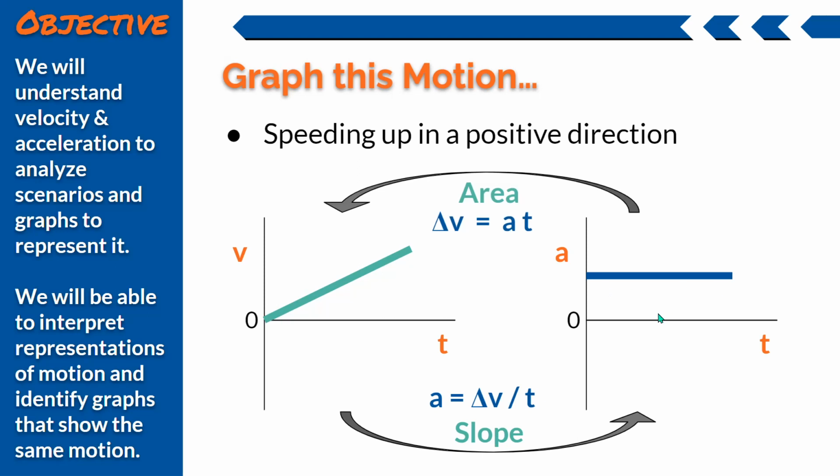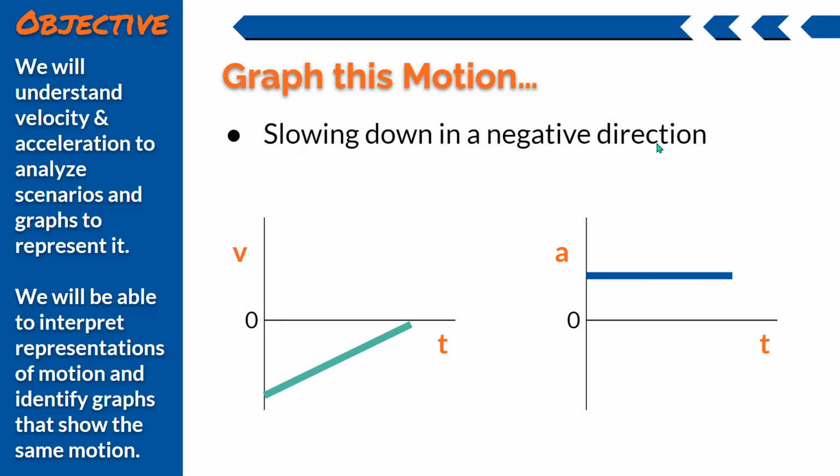Conversely, the area underneath this graph, mathematically, if you rearrange this equation, you know that change in velocity is acceleration times time. So if you find this area, you can figure out how much your velocity changed, which might be useful depending on the question. But speeding up in a positive direction looks like this, but so does slowing down in a negative one. Still looks like that.